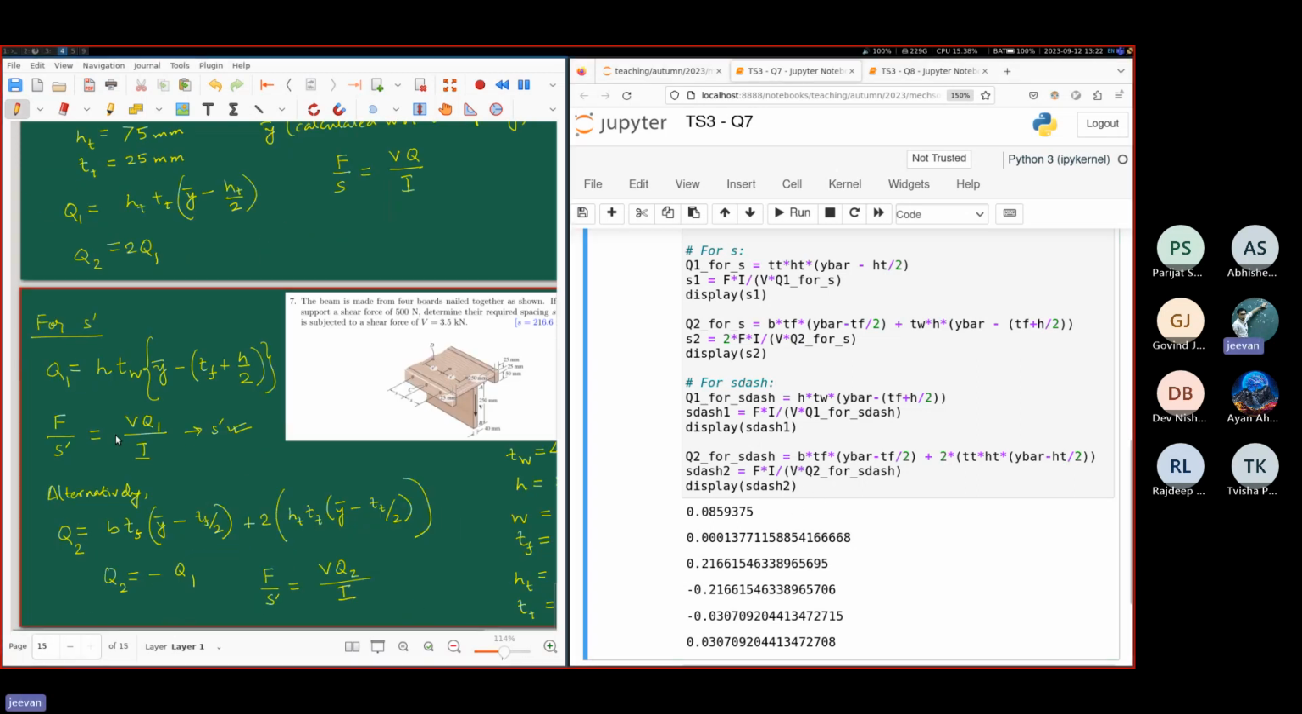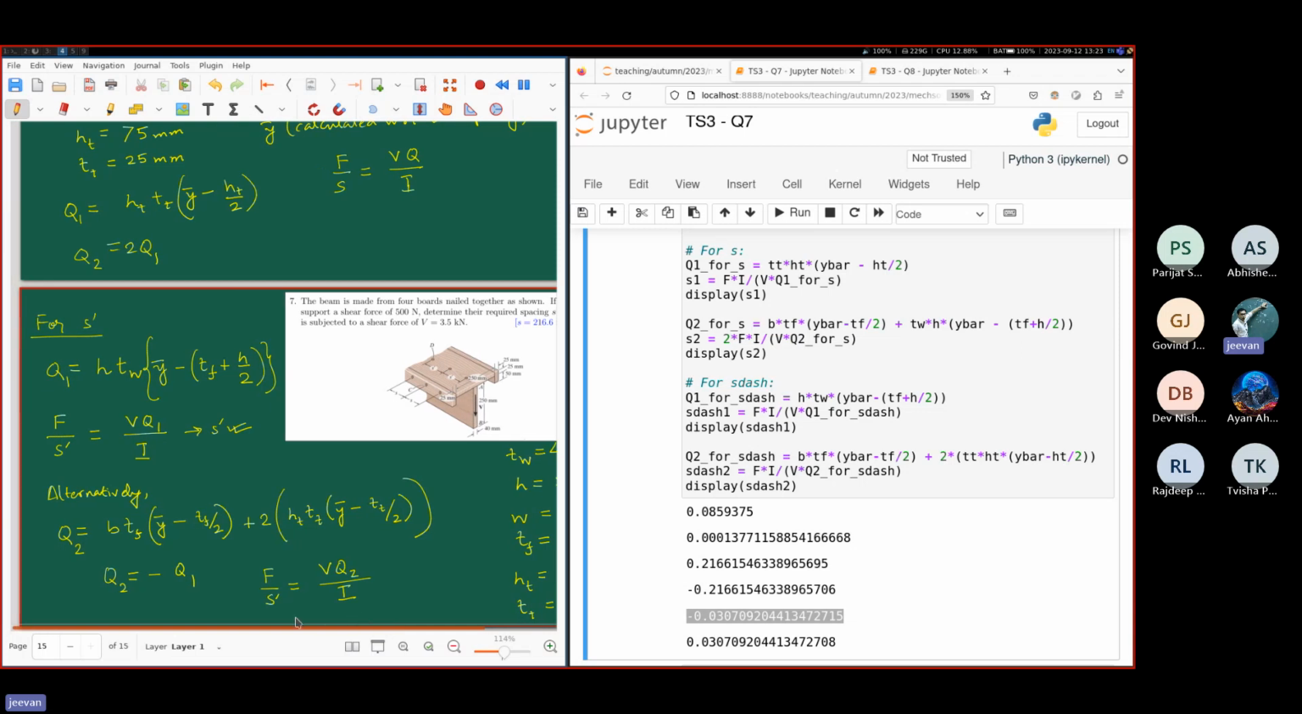So see, for Q1, H into TW, H into TW into Y bar minus TF plus H by 2. So I have done this thing. I have done the S dash 1. So this value, the second last value that you are seeing with the minus sign, I have not adjusted for that. That is this 30.7 millimeter, which is, I believe, the correct answer here.